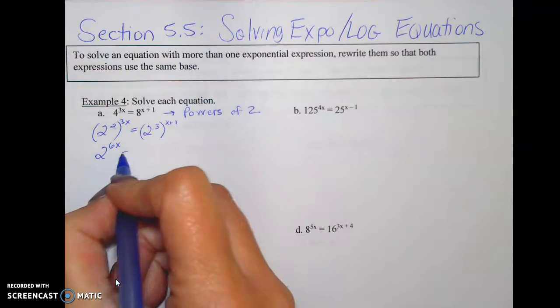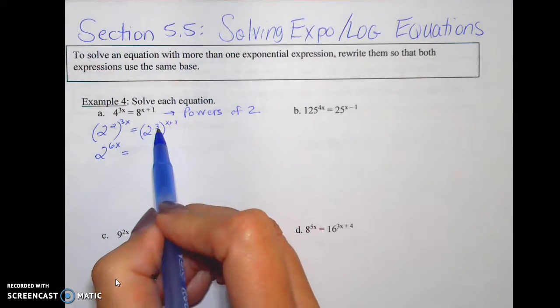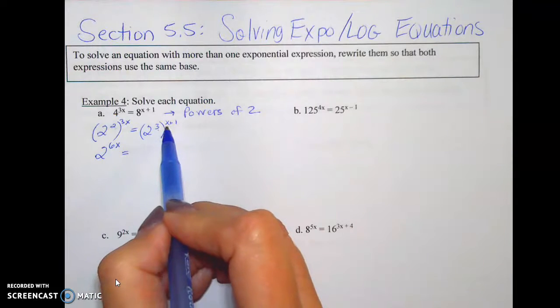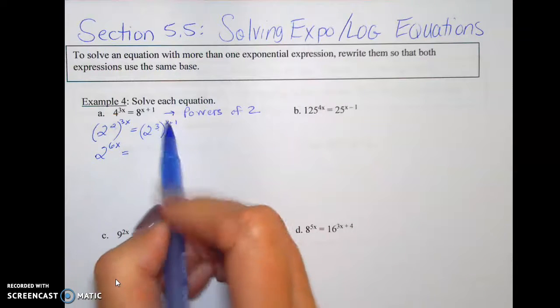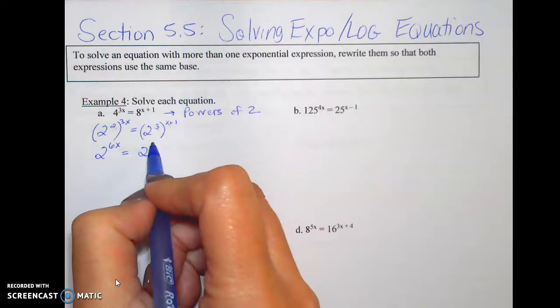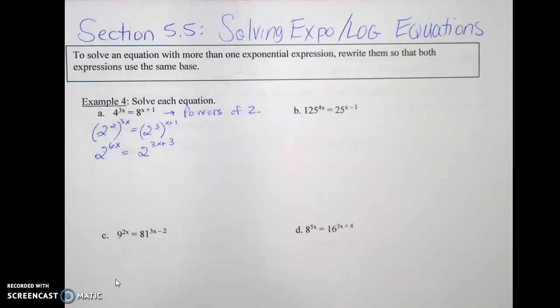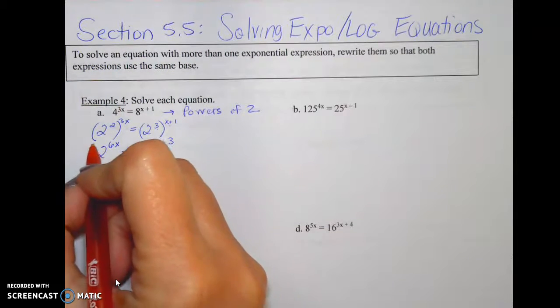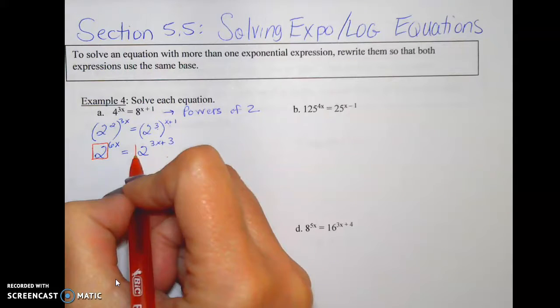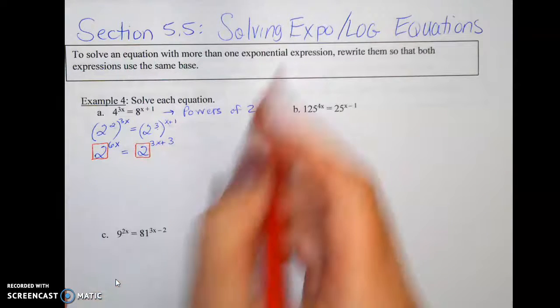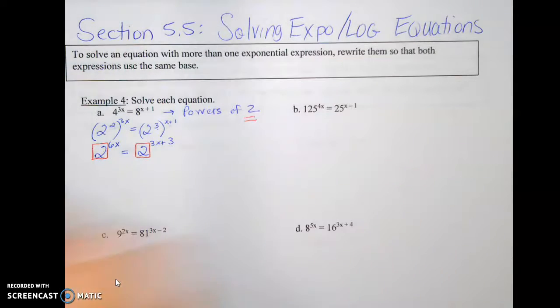Then on the right, we're using the distributive property here. We're taking 3 times x plus 1, and 3 times x plus 1 is 3x plus 3. So you have to remember to do that distributive property. So now we really have rewritten this problem so that it has the same base on both sides. So we have a 2 on the left and a 2 on the right because we chose powers of 2.